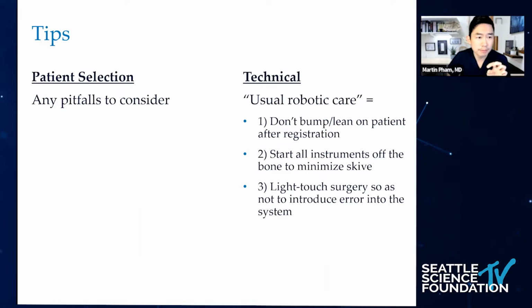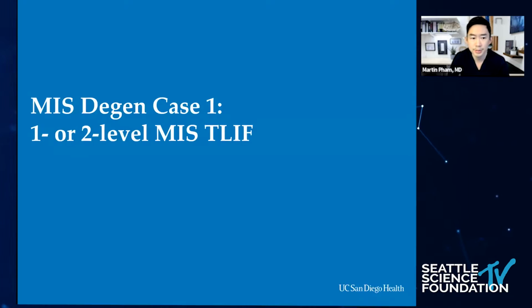for each case, I'm going to be including tips about patient selection and the technical things on using the robot. What I term usual robotic care is just sort of the robotic technique. So similar to navigation, the robot will require the surgeon to do things to try and reduce the amount of error. So things like don't bump or lean on the patient after registration. I start all my instruments off the bone, and I found that this minimizes skive. So when I put down the drill, tap, or screw, I'm starting it down the tissue protector so that you don't slam it into the bone and introduce skive. And then, of course, light touch surgery. So try not to introduce error into a system that is meant to be as accurate as possible.